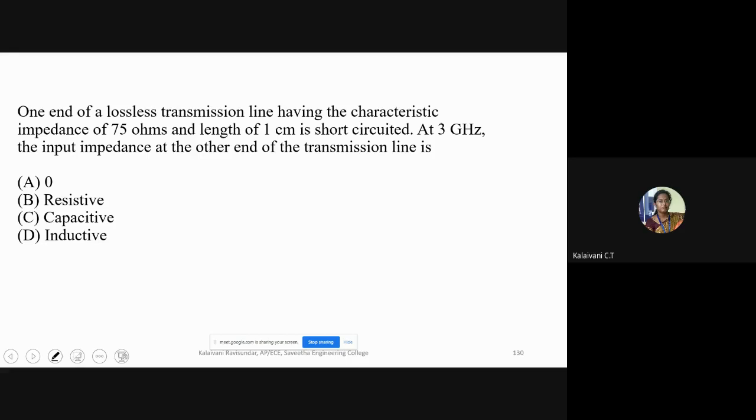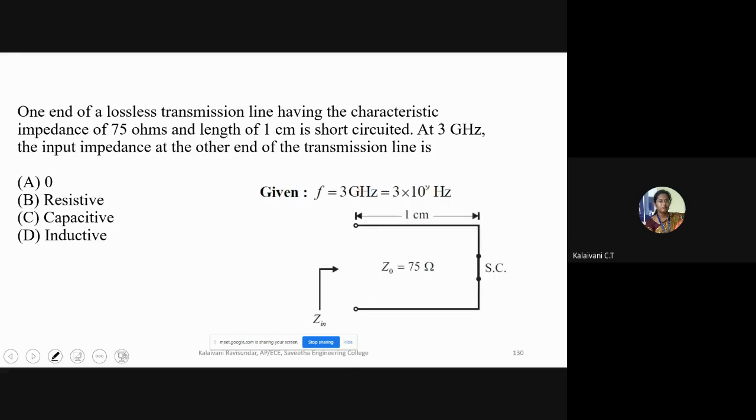So they have asked a transmission line, Z0 is 75 ohms, length is 1 centimeter, one end is short circuited. So what is the condition for short circuited? ZL is equal to 0. At 3 gigahertz, frequency is 3 gigahertz. The input impedance at the other end of the transmission line. So we have to find Zin. Now this is the general equation.